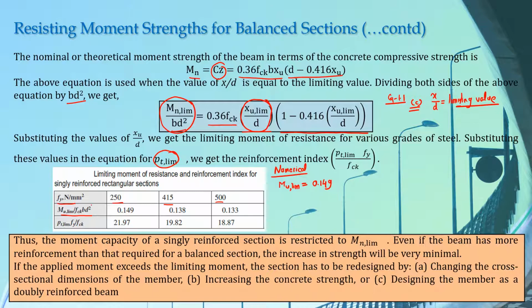If you take this fck bd square to the other side of the equation, it will be 0.149 fck bd square. Similarly, for 415 grade steel, it will be 0.138 fck bd square, and for 500 grade steel, it will be 0.133 fck bd square. So this is for 250, this is for 415, and this is for 500.